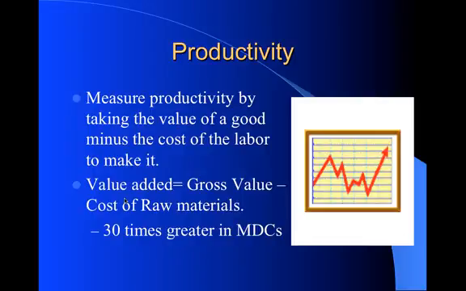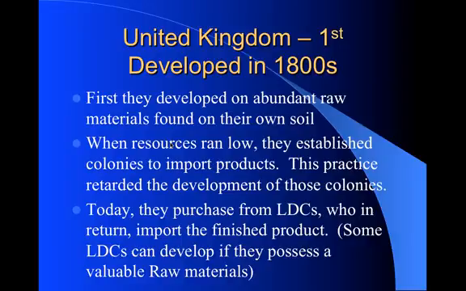Productivity. Productivity is the measure by taking the value of good minus the cost of labor to make it. Value added equals gross value minus the cost of raw materials. This you really don't have to worry about. All this says, of course, is that more developed countries are producing better because we are taking the value of the good, which is higher in more developed countries, and the cost of our labor is lower. So the value added is what the worker provides, and workers are more productive in more developed countries because they have the machines that do that job for them.